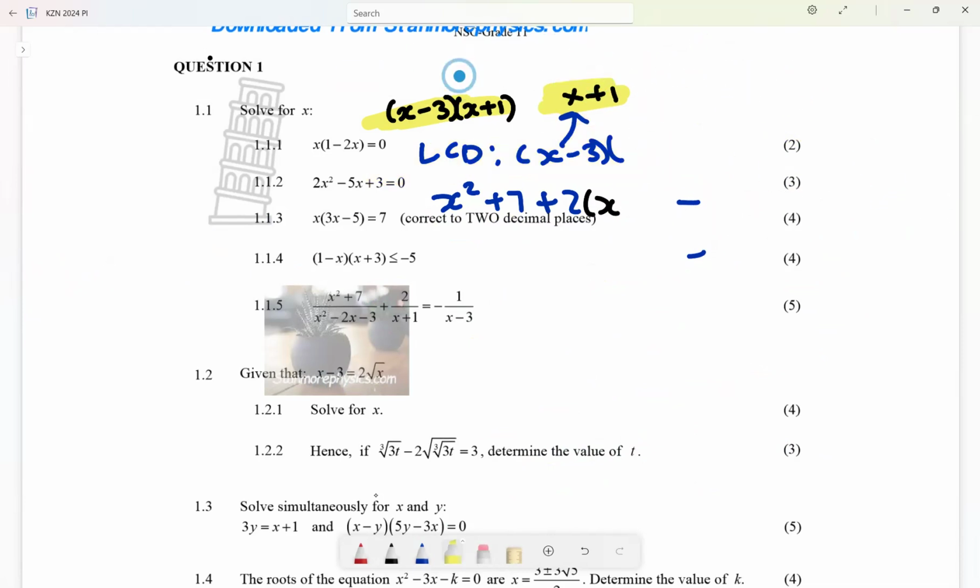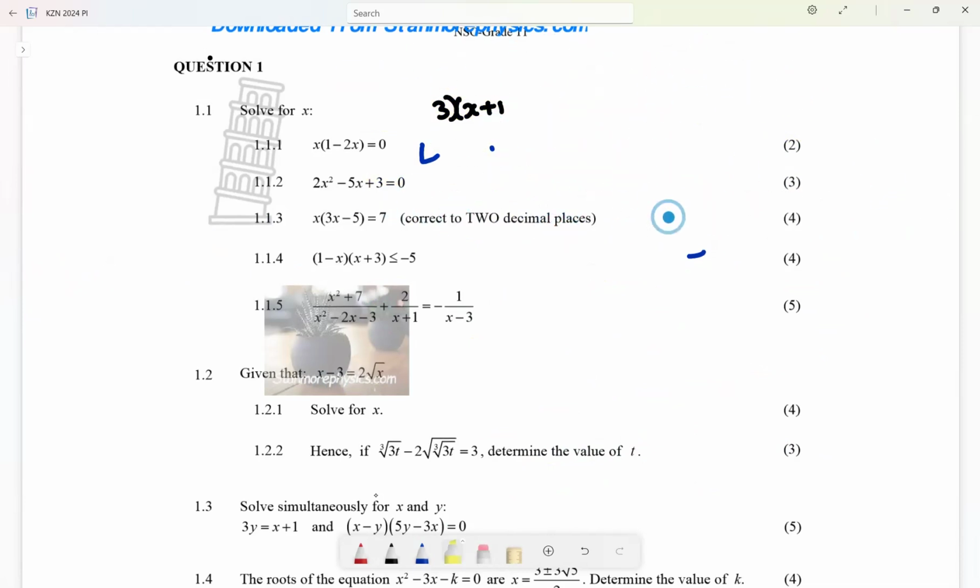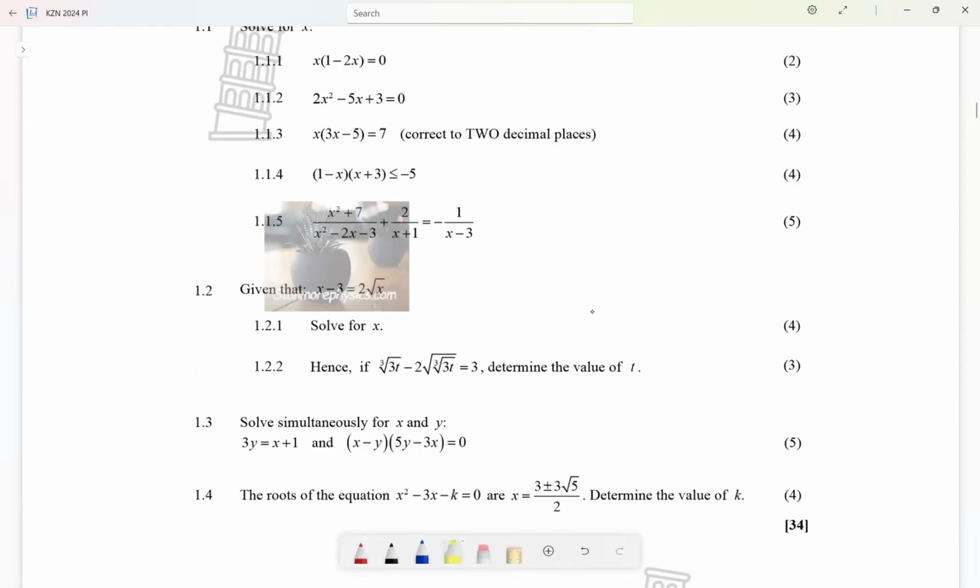So another thing that we should look at is 1.2. Okay? Let's look at 1.2. We are given this. I know it is not visible due to these pictures thereof. It's the website that I used. So we have x minus 3 equal to 2 square root of x. Now they say solve for x.